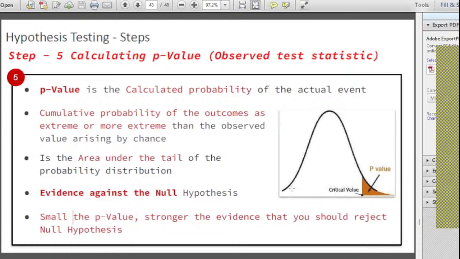How is this? Suppose my significance level alpha is 5%, and I have two p values, 1% and 3%, right? So 1% has stronger evidence that I should reject the null, because it is far more extreme than 3%. That is what it said. The smaller the p value, the stronger is the evidence that you should reject the null. Is that clear?